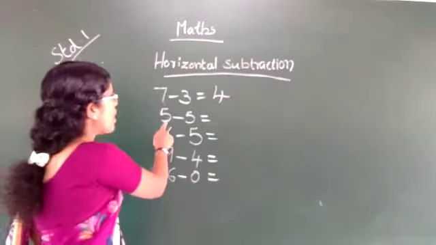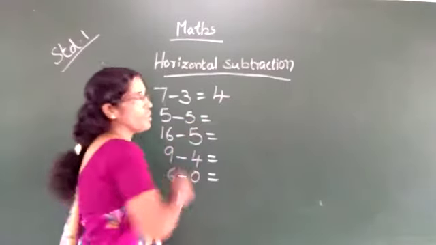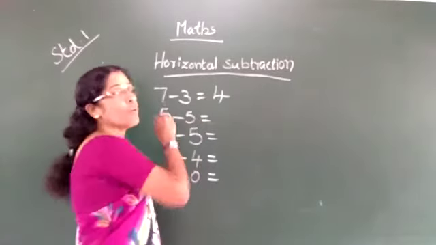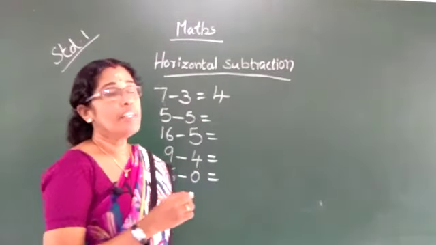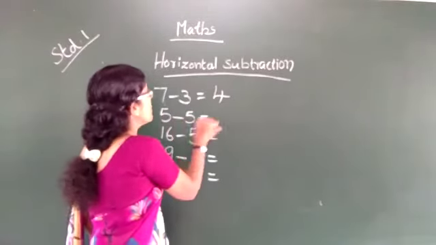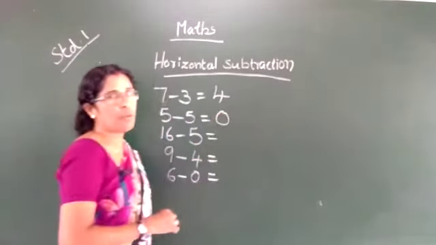Next, 5 minus 5. 5 is in the mind. Count 5 fingers. Zero. When the same number is subtracted, the answer is 0. 5 minus 5 is equal to 0.